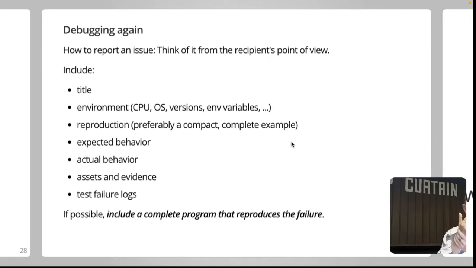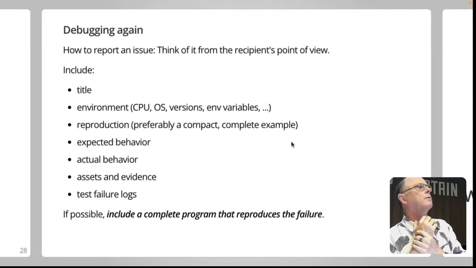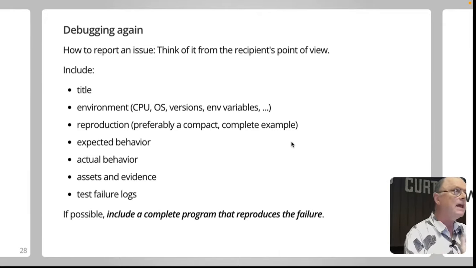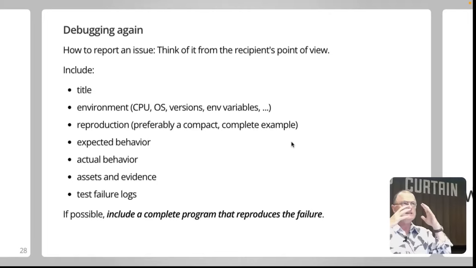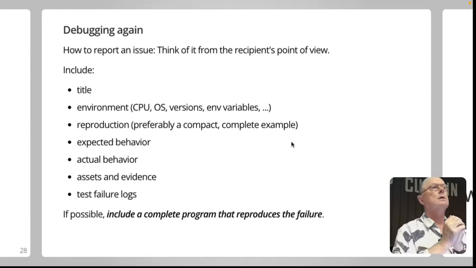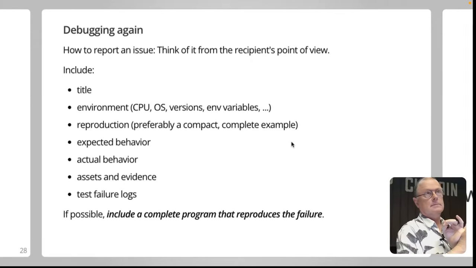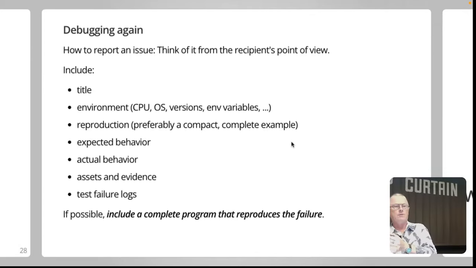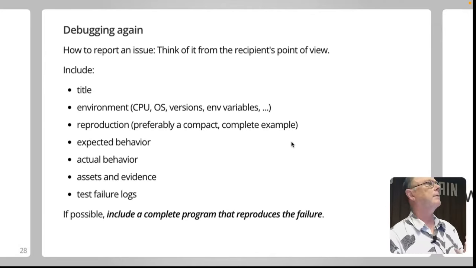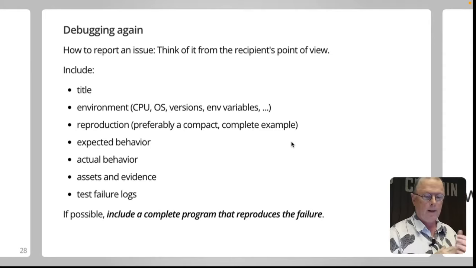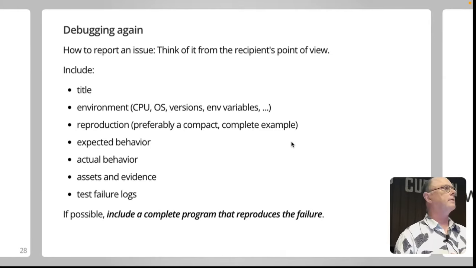A good bug report or issue report is one of the most valuable things you can create inside a computer environment because it is telling someone who has to fix it everything they need to know to be able to actually track it down with a minimum of fuss. So think of the person receiving the bug report, even if it's going to be you, so that when the time comes to fix it, all the information they need is there. It's got a title, you know, got weird answer adding three numbers. It tells you the environment. What was the CPU type? What was the operating system? What was the version of the operating system? What environment variables were set? What libraries were you using? Can you give me a self-contained example that illustrates the problem?